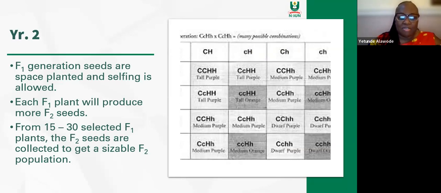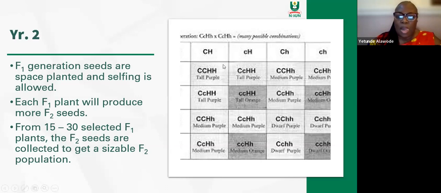That's you self F1 to get F2 seeds. So from the F2, you select plants. I told you any breeding program is more about selection. You select plants for what you want, whatever traits you want. And you are familiar with this Punnett square by now.